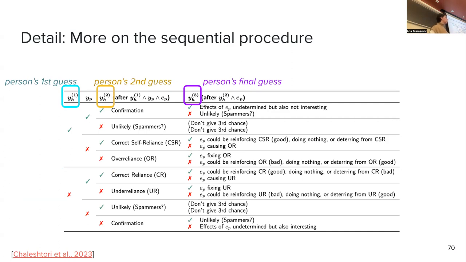To test this, we have said we are going to do a sequential approach where a person first makes a guess on their own about what the correct label is. They're shown the AI's prediction and confidence. They make another guess. They're shown explanations and they make a third guess. And then we see how the guesses change in each one of these stages.